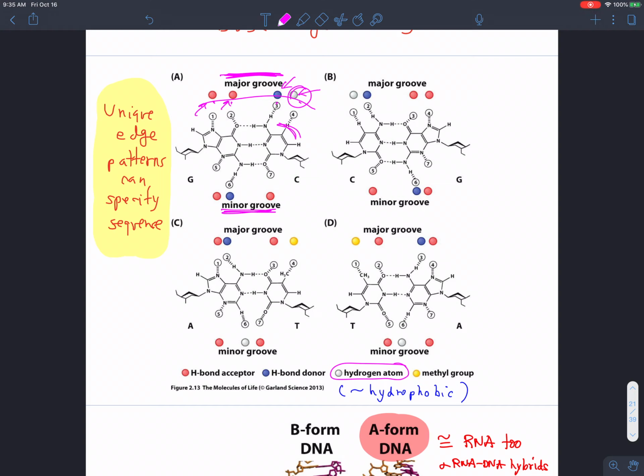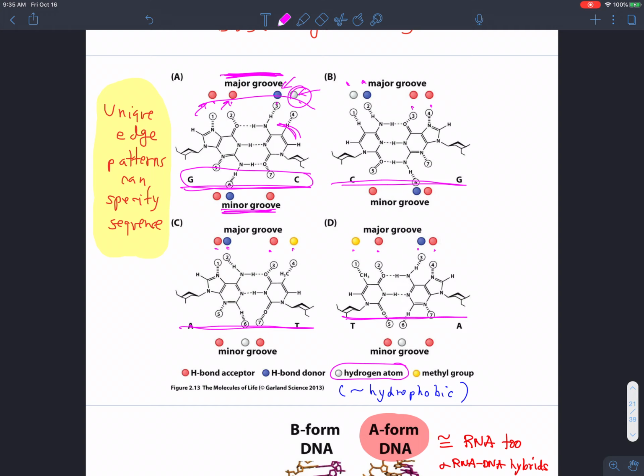But that's for a GC base pair. If you look at a CG base pair, just flip things around, then it's hydrophobic, donor, acceptor, acceptor. It's the opposite pattern. And if you look at an AT base pair, then it's acceptor, donor, acceptor, hydrophobic. And if you look at the TA base pair, then it's hydrophobic, acceptor, donor, acceptor. So a different pattern depending on which of the four possibilities you're seeing, a GC base pair, a CG base pair, an AT base pair, or a TA base pair.